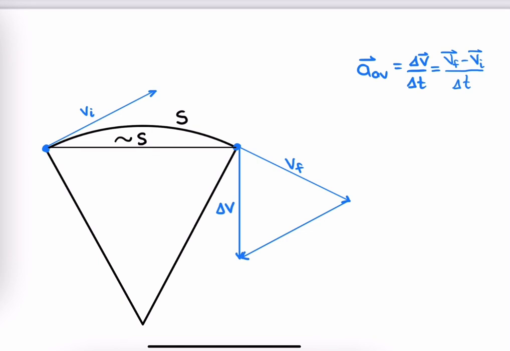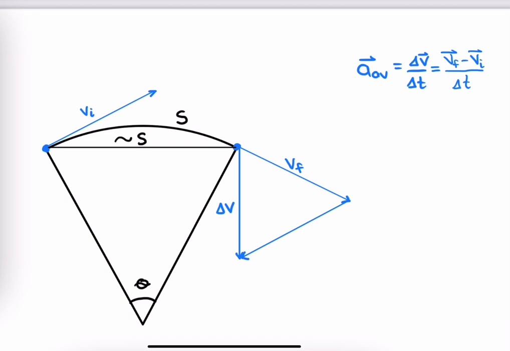Okay, so now I have these two triangles, the black one and the blue one. One looks at the object's path and one looks at its velocities. And I want to start dealing with some angles here. So let's say this angle down here is theta. So this is the angle from where we first looked at the object's velocity to where we next looked at its velocity. That's theta.